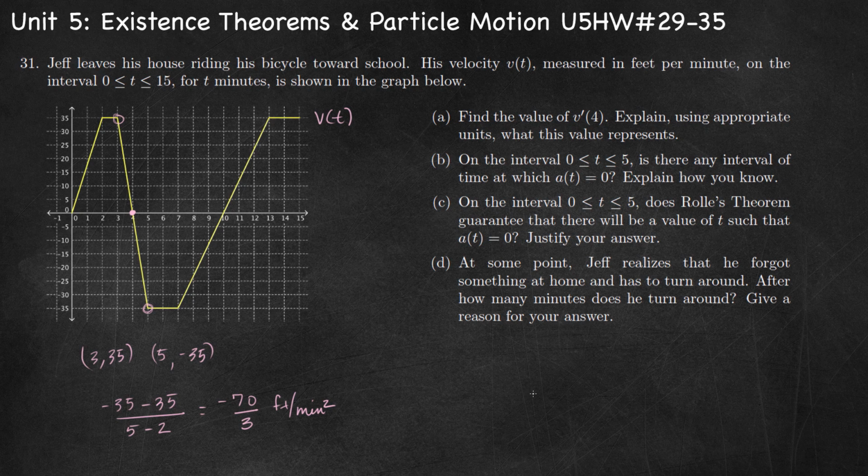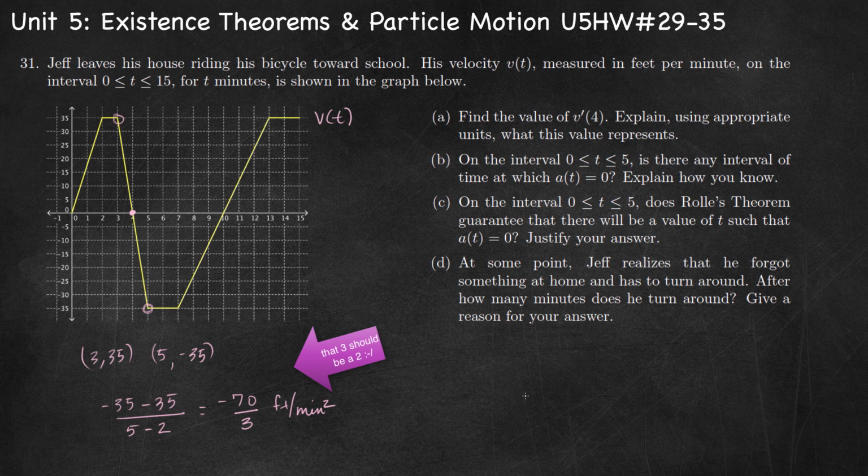And this tells us how quickly the velocity is changing at that moment in time. So we could say the velocity is decreasing at a rate of 70 over 3 feet per minute squared at time t equals 4 minutes.